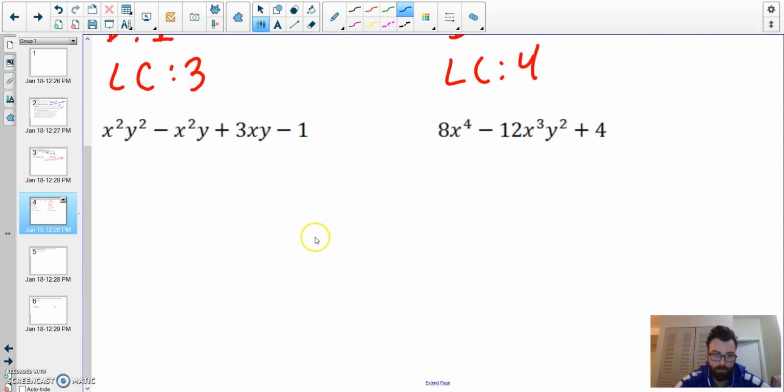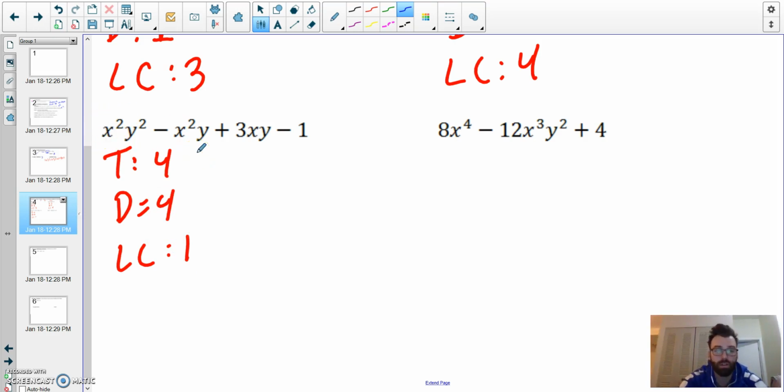All right. Pause it. Try this. Try the next two. Or try the next one. Yes. Terms I came up with 4. Degree I came up with 4 as well, because if I add these two exponents together I get 4. And my leading coefficient, remember, if there's not a number in front, I can assume that it is 1.